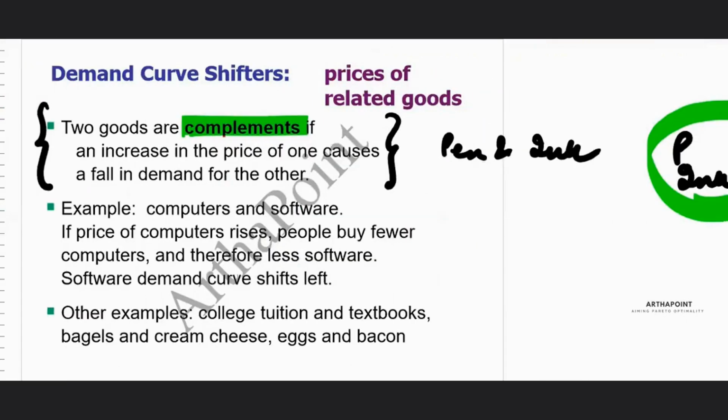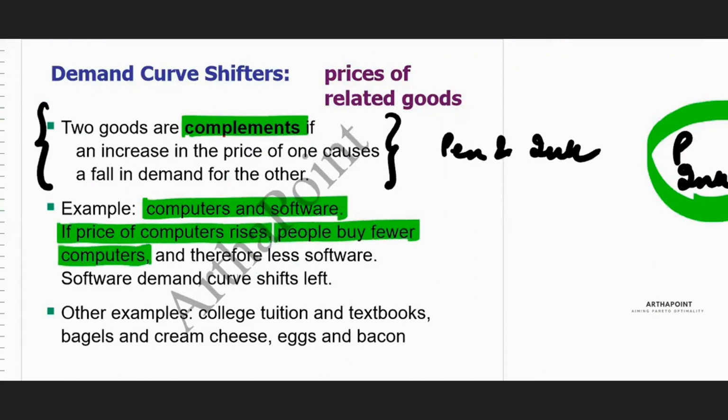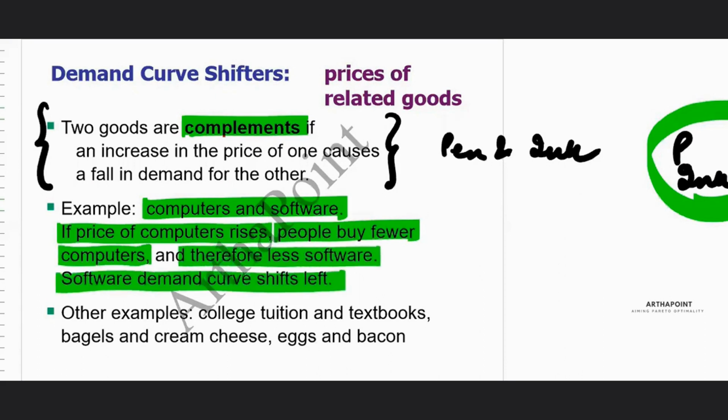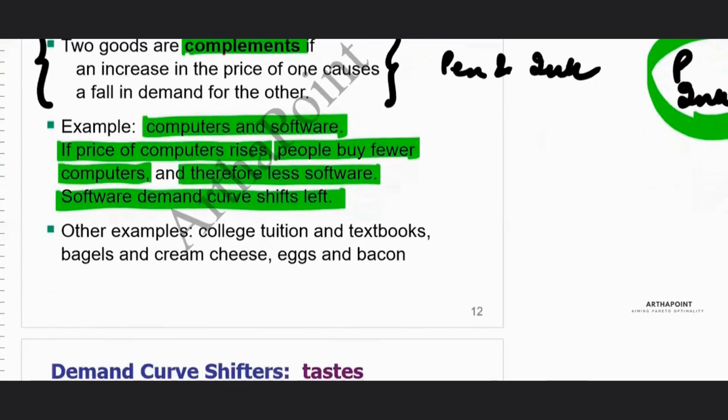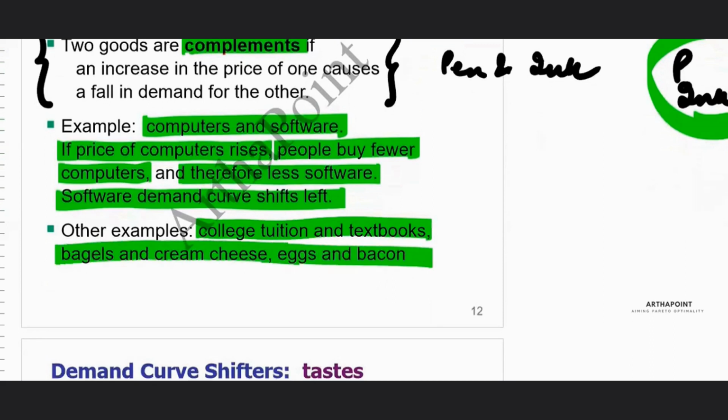Same is the example with computer and software. If the price of computers increases, people will buy fewer computers, but software is used inside computers only, right? So people will buy less software also. So software demand will also shift to the left. College tuition and textbooks, bagel and cream cheese, eggs and bacon, etc.